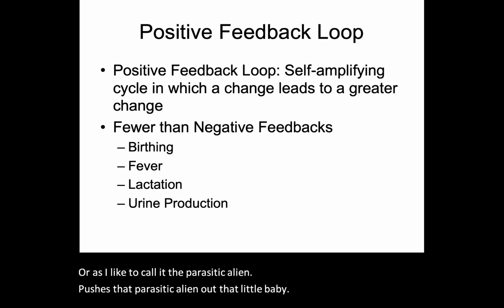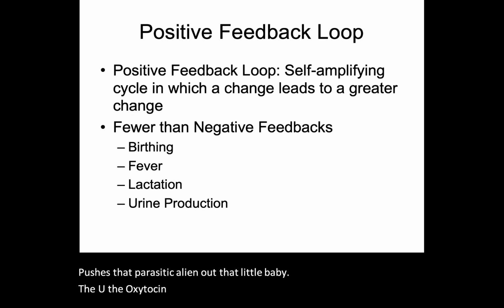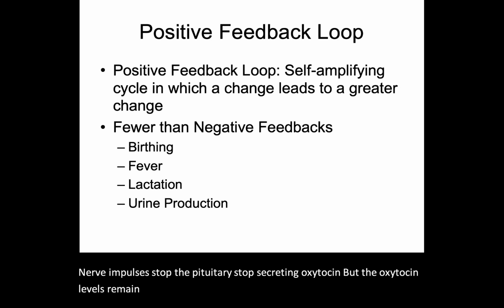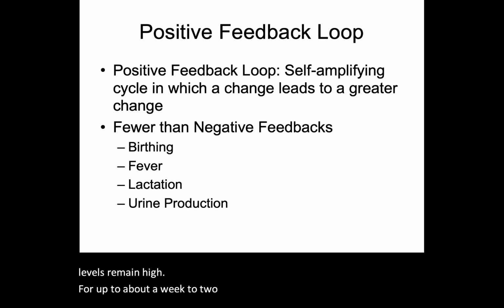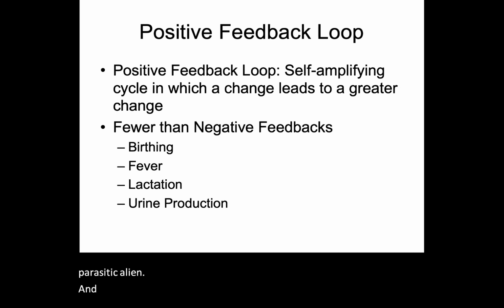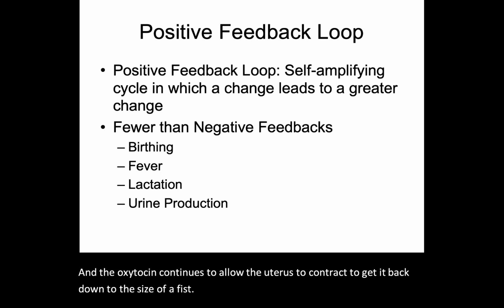Once the uterine contractions stop, nerve impulses stop, the pituitary stops secreting oxytocin, but the oxytocin levels remain high for up to about a week to 2 weeks. The reason for that is because you've got this deflated balloon called the uterus that is now voided of the parasitic alien, and the oxytocin continues to allow the uterus to contract to get it back down to the size of a fist. Positive feedback can be good.